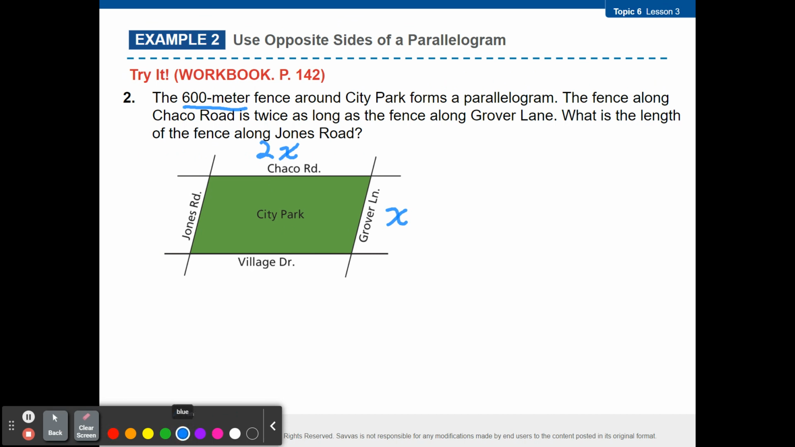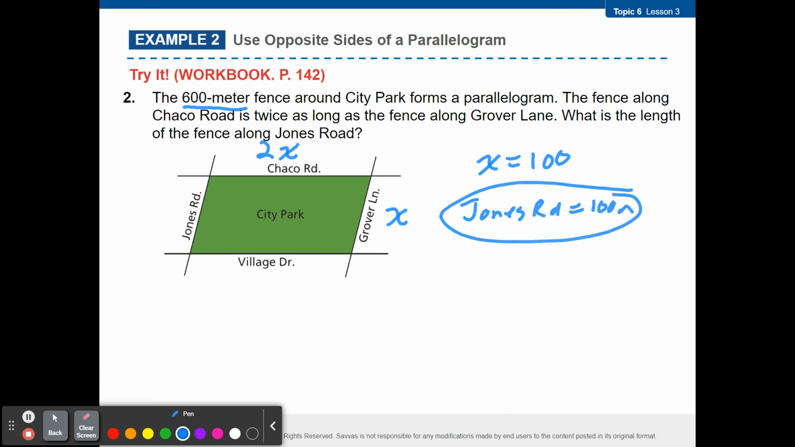All right, somebody tell me what is x in this case? x equals what? Yes, 100. Very good. So in this case, Jones Road is also equal to 100 meters. Okay? Questions on that?